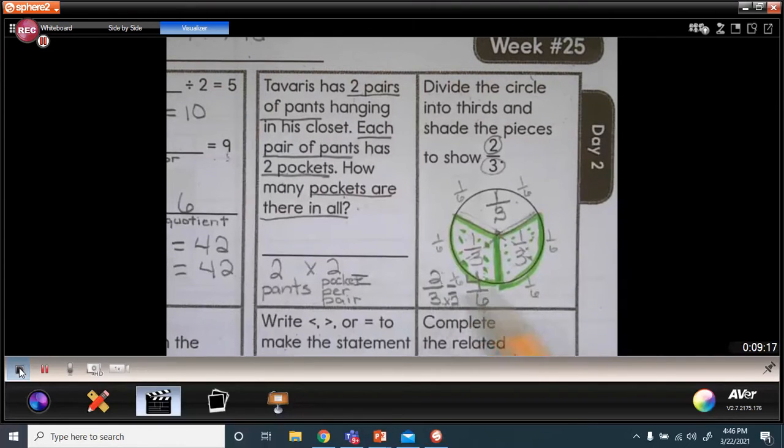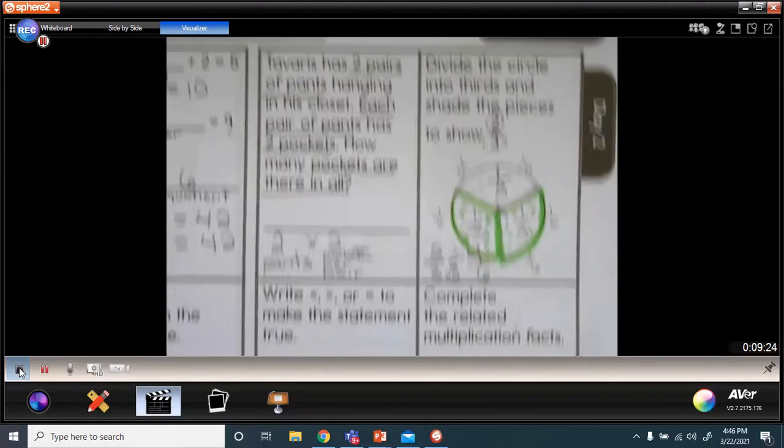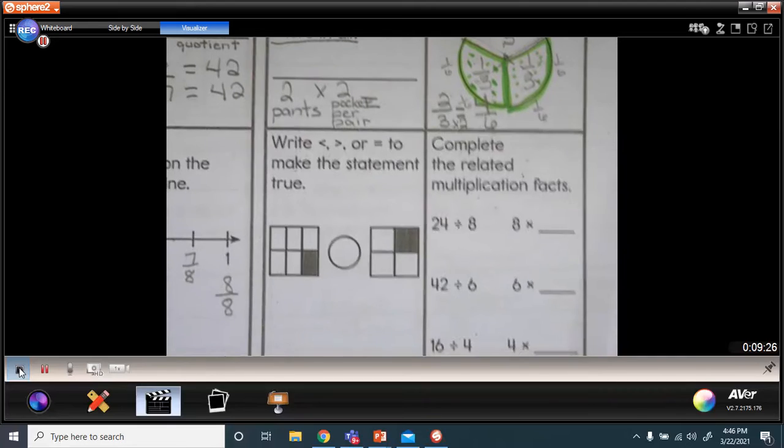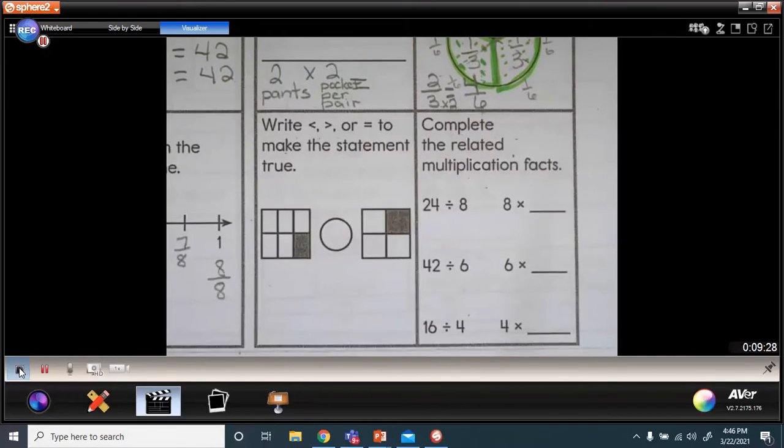2/3 is equivalent to 4/6. So we want an equivalent fraction to 2/3, which would be 4/6. All right, that's your discussion question. Let's go on to number 3.